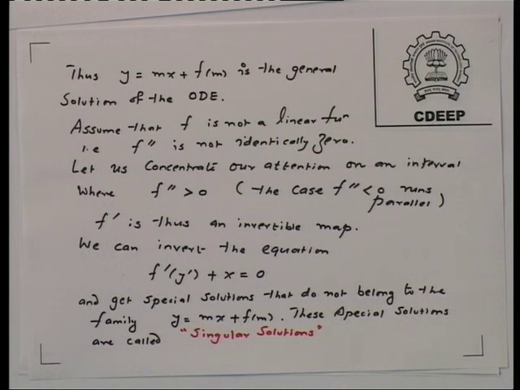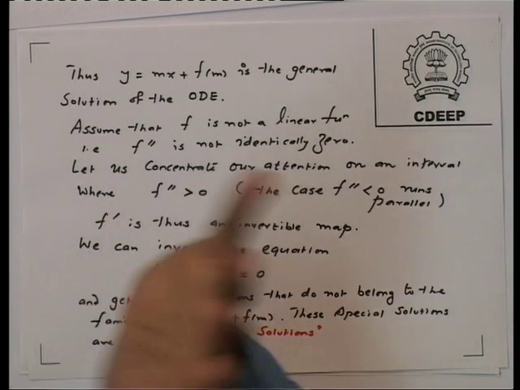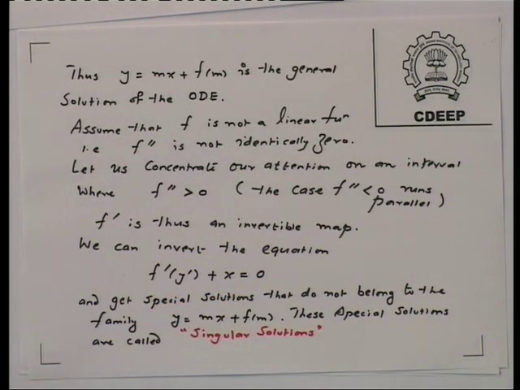Assume that f is not a linear function. If f is linear, then f prime is constant, right? Then that is not very interesting. Then the second case will not be very interesting. So let us assume that f is not a linear function, and that f double prime is not identically 0. If f double prime is not identically 0, what does that mean? Let us take an interval where it is not 0.